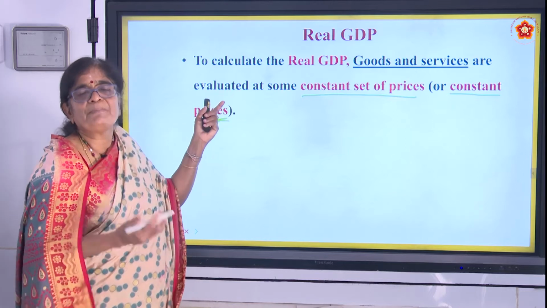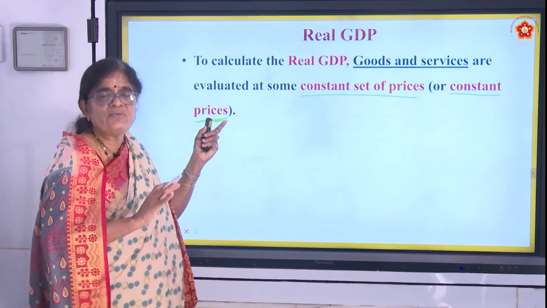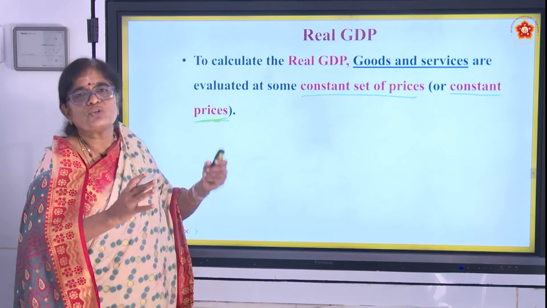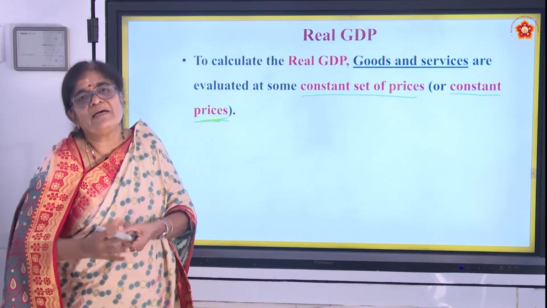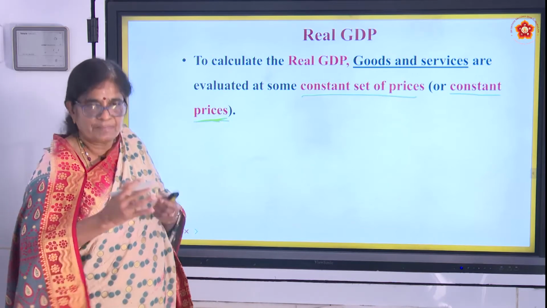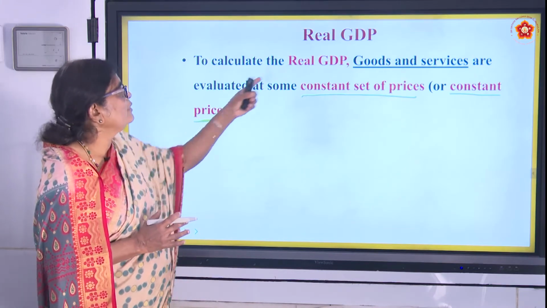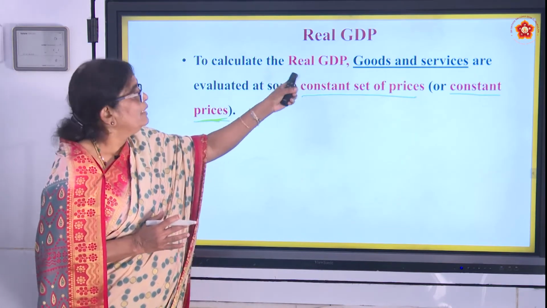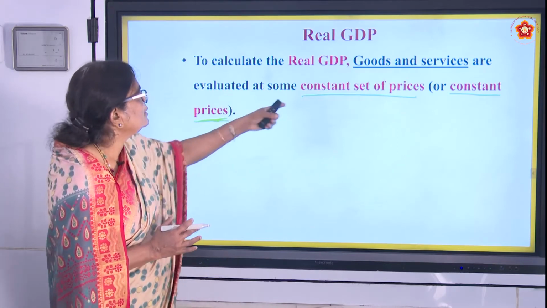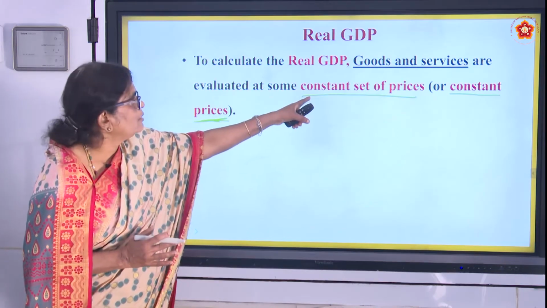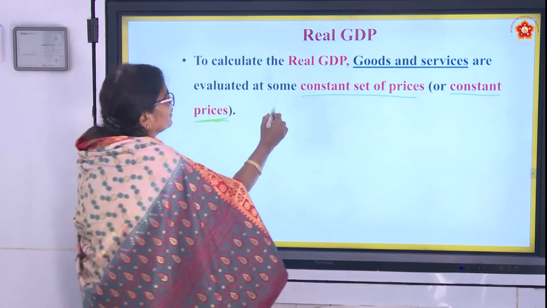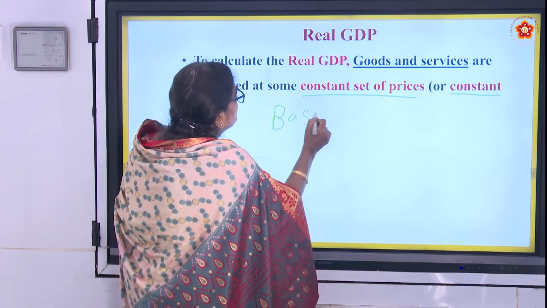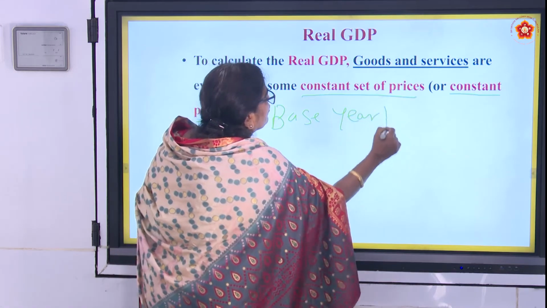Evaluated means price into quantity. That's how we evaluate GDP. For each good, the quantity or volume of product is multiplied by the price of that particular commodity. Then we evaluate GDP. Here the price component is a constant set of prices, that we say a base year price.